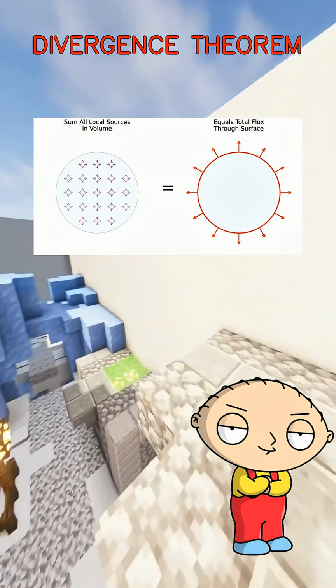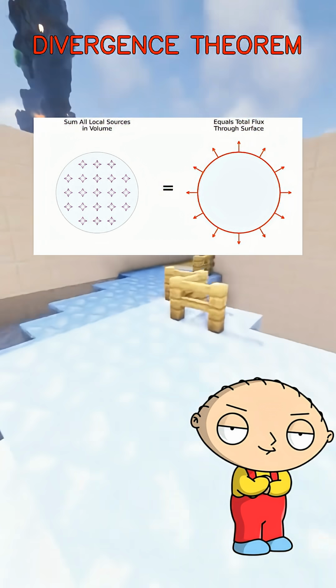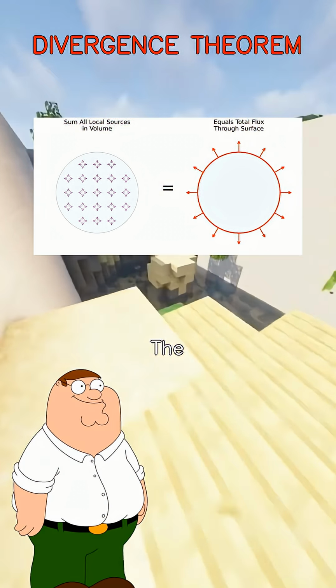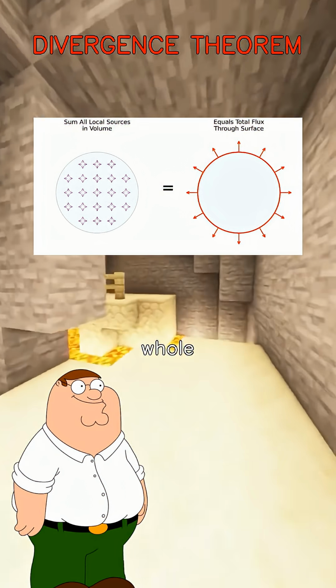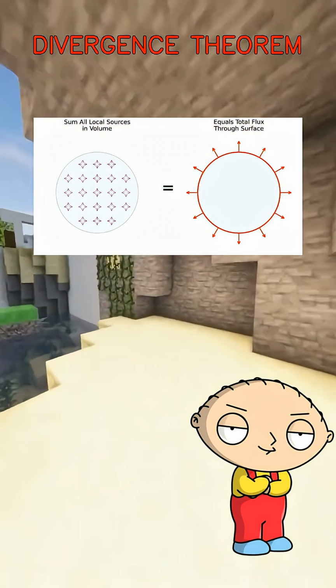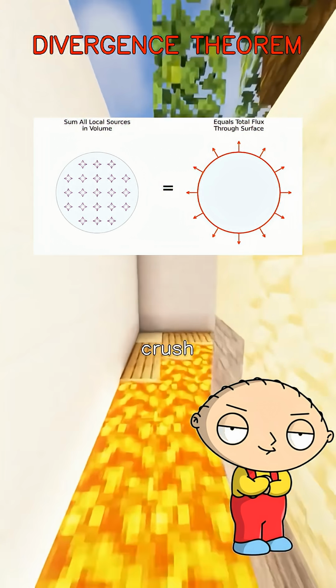Now here's the insight. If you add up all the sources and sinks inside a region, the interior contributions cancel. Only the boundary flux remains. The tiny flows between neighbors cancel out, and you're left with what actually leaves the whole region? Precisely. Local divergence sums to total outward flux. That's the divergence theorem. Now let's crush our problem.